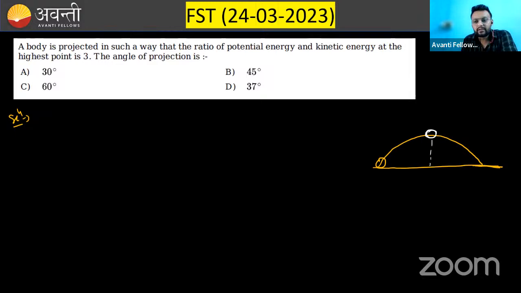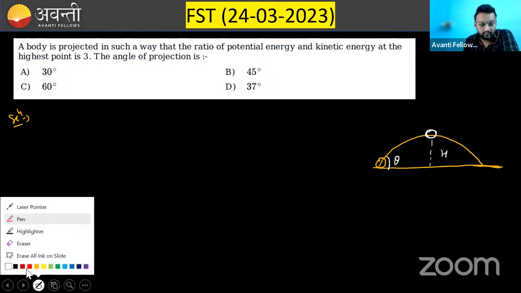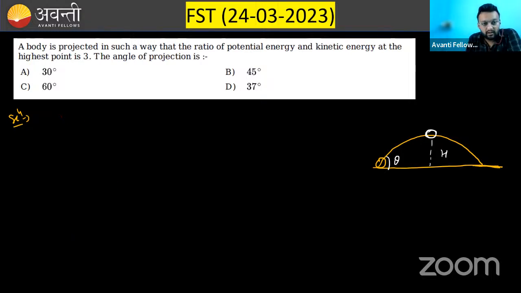And this height is h. Clear? Let's suppose this angle is theta. They are asking for the angle of projection when the ratio of potential energy and kinetic energy is 3. So what is given? The ratio of potential energy and kinetic energy is equal to 3. Can you say that U is equal to 3K?